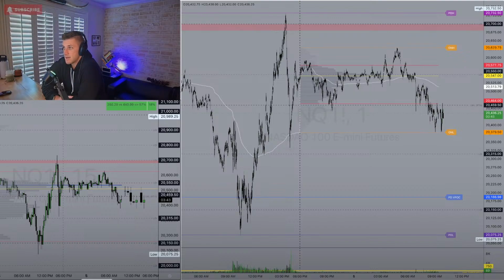So now we're kind of here right near, looks like about 460, 450 area. And that is last week's low. So I always keep that as a reference point. Prior week low right there, 21,460.